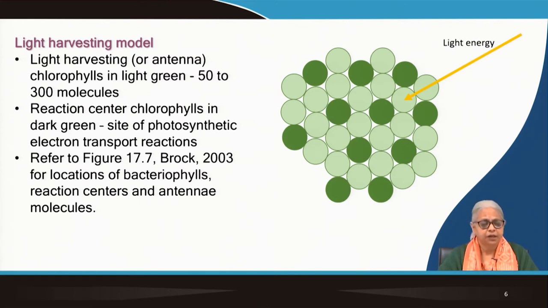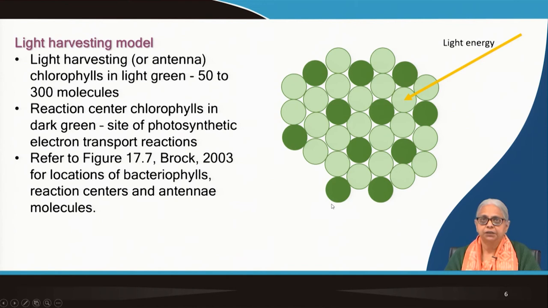Now we come to the light harvesting module. So how does the plant or the bacteria, that is photosynthetic, algal cells, bacteria, plants, how are they harvesting light? There are two types of molecules that are present. Some of them are the reaction centers, which are proteins that are fixed in the cytoplasmic membrane, and the antennae chlorophylls, which are shown over here in light green color. The reaction centers are shown in dark green color.